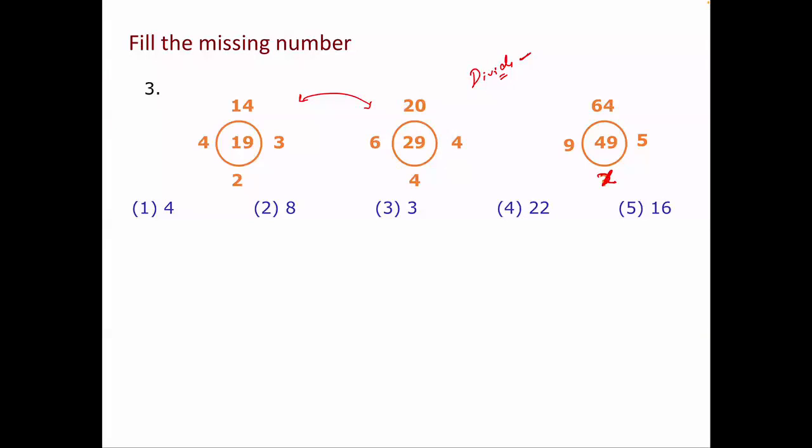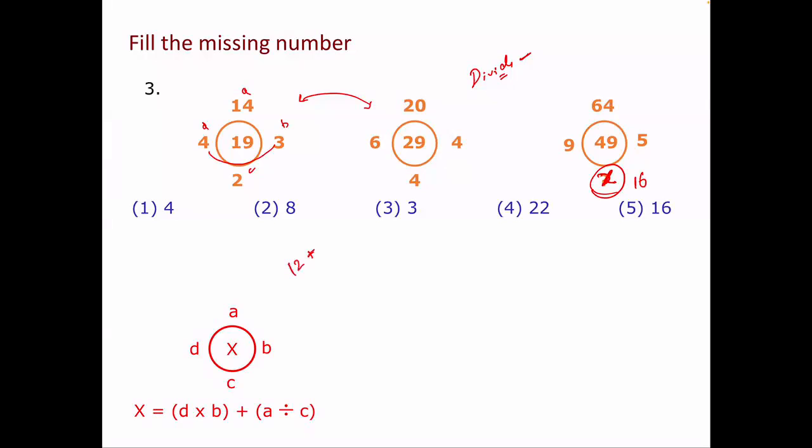Okay, so now let's see what is the answer to this. So one student said that the answer is 16 and the right answer is 16 only. Okay, so what is the logic to this? Let's see here. The logic here is this. If you call them as A, B, C, D, so it is D into B, 4 into 3, 12. Okay, plus A divided by C, 14 divided by 2, 7. 12 plus 7, it is 19.